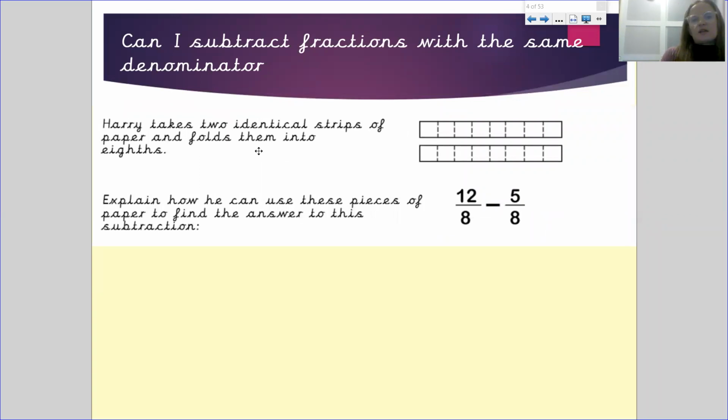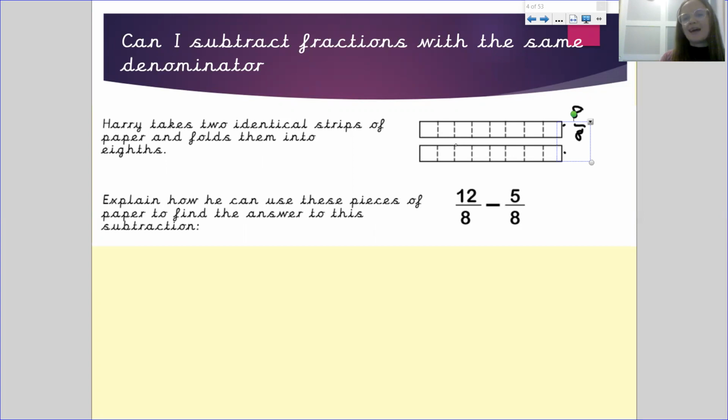Have a look at this question. It says, Harry takes 2 identical strips of paper and folds them into 8s. So this is one whole, obviously that is one whole, so our wholes are 8 over 8. Explain how he can use these pieces of paper to find the answer to this question. So it says 12 over 8 minus 5 over 8. Now I'm going to help us with that.